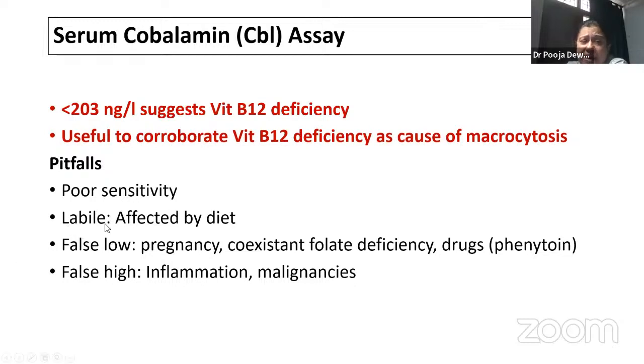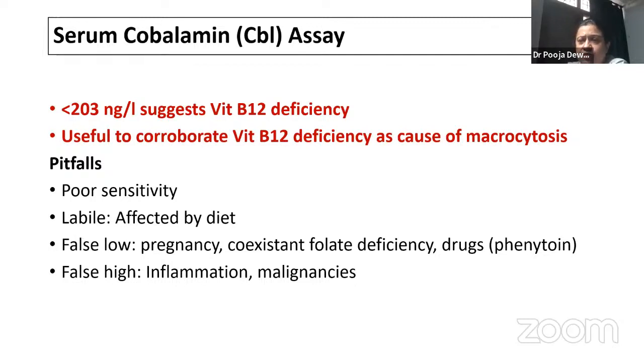Moreover, this is a very labile test. Suppose I take a B12 dose in the morning and come, the levels will come out to be high. And if I take a diet which is rich in B12, then again, this will fluctuate. So it's not a very good test. We must remember that all such tests should be done in fasting state. Again, it can be falsely high in conditions associated with inflammation and malignancies, and it can be falsely low if there is a coexisting folic acid deficiency. It can be low because of pregnancy and certain drugs.